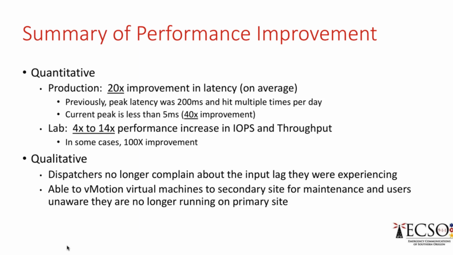In production, they saw a 20x improvement in latency on average. And when you look at peak, the peak latency I mentioned earlier was about 200 milliseconds, and it was hit multiple times per day. The current peak is less than 5 milliseconds, so that's a 40x improvement. In the lab, I mentioned that they saw anywhere from 4 to 14x performance increase in IOPS and throughput, and in some of the runs, they actually saw 100x improvement. So from a numbers perspective, latency, IOPS, throughput, pretty happy.